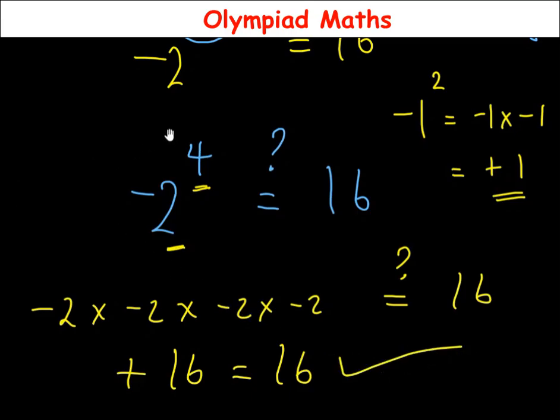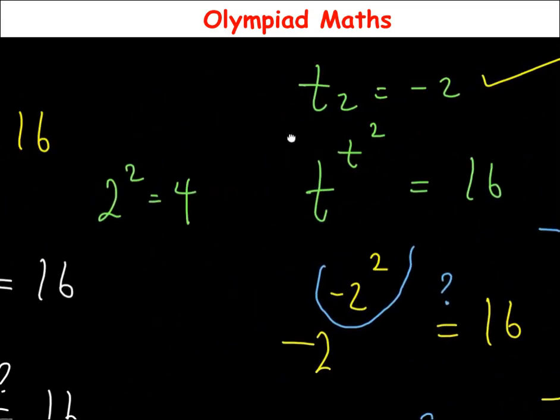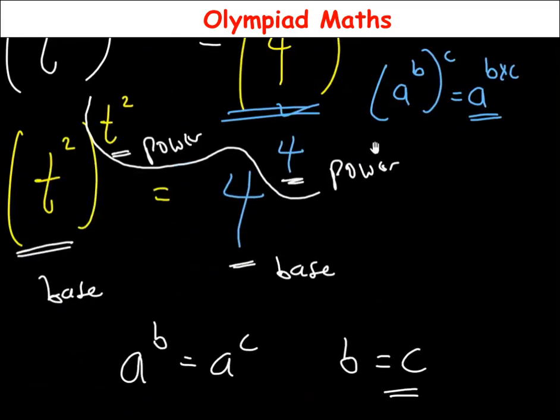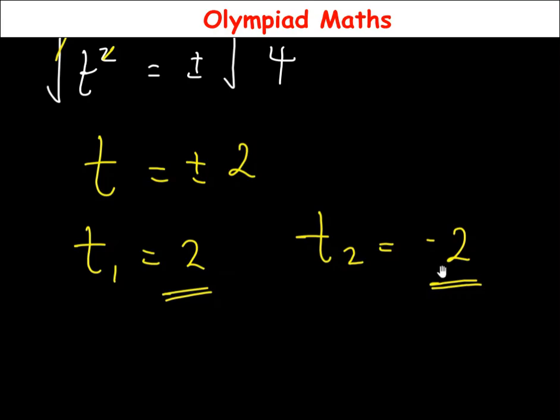Okay, so that means that the value for t2, which is minus 2, also correctly satisfies the given equation. So with that, the values of t that we got right here, 2 and minus 2, equally satisfy the given equation.